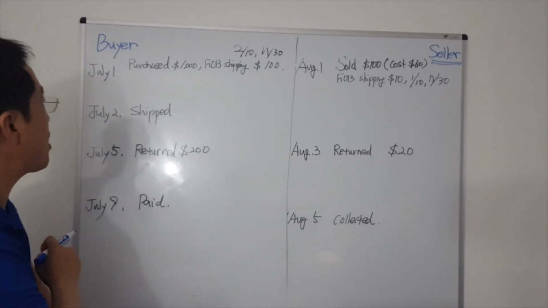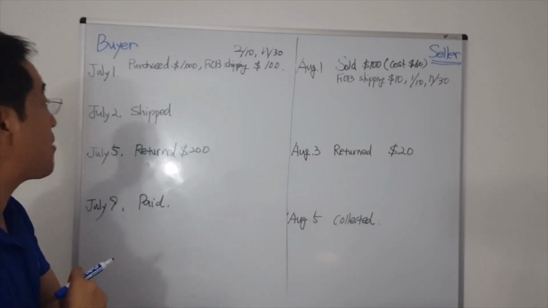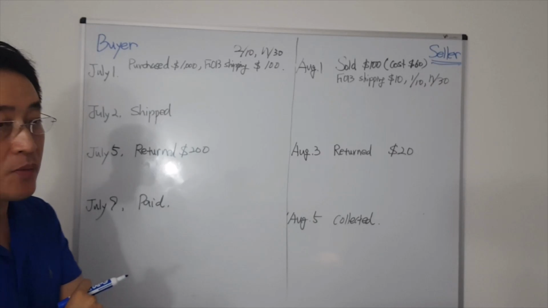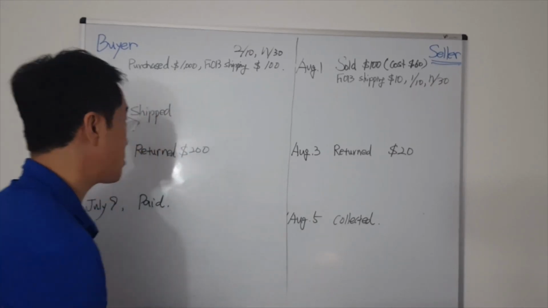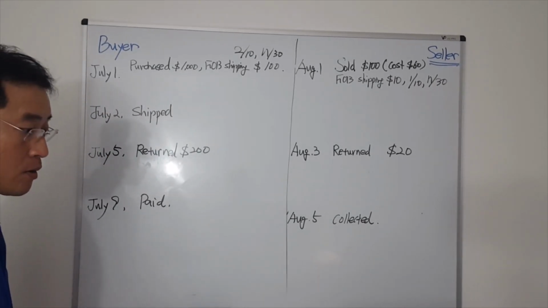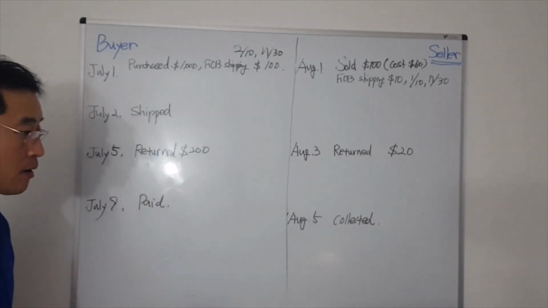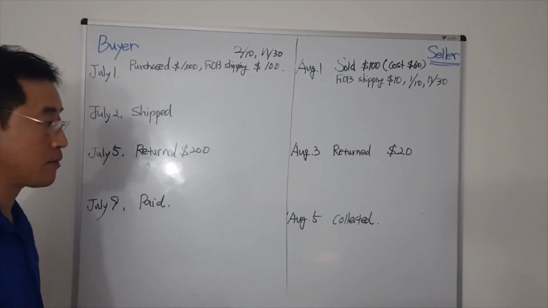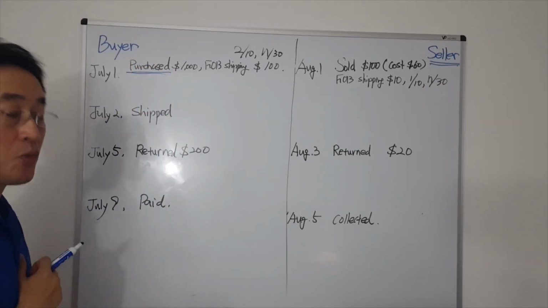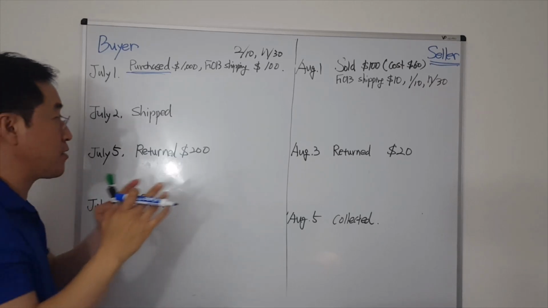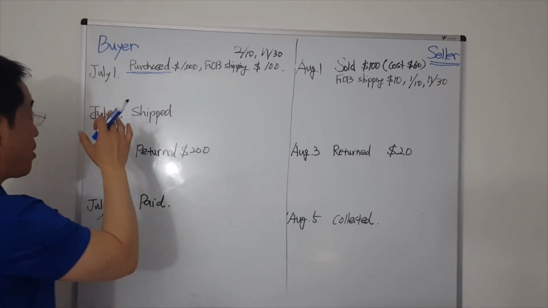Let's say July 1st, purchased $1,000 with FOB shipping point, $100 freight charge, with 2/10 net 30 discount terms. So, am I the buyer or seller? How do I know that? The verb "purchase" means I'm a buyer. Verbs are going to give away your point of view. So you have to be really careful when you read.